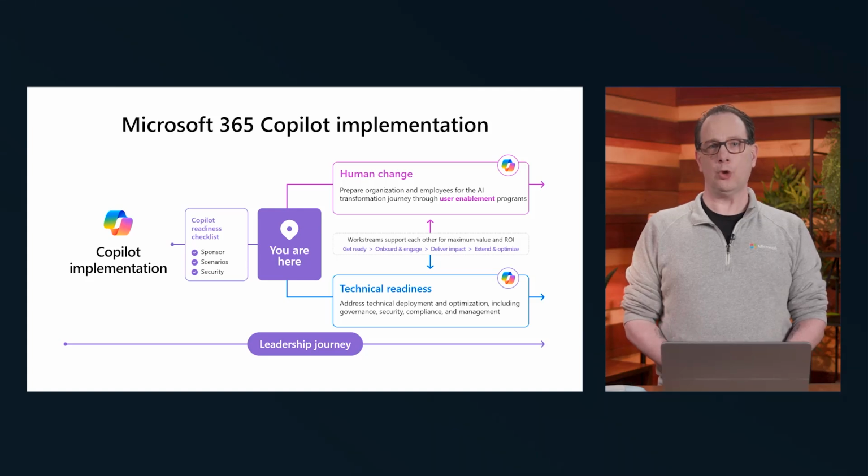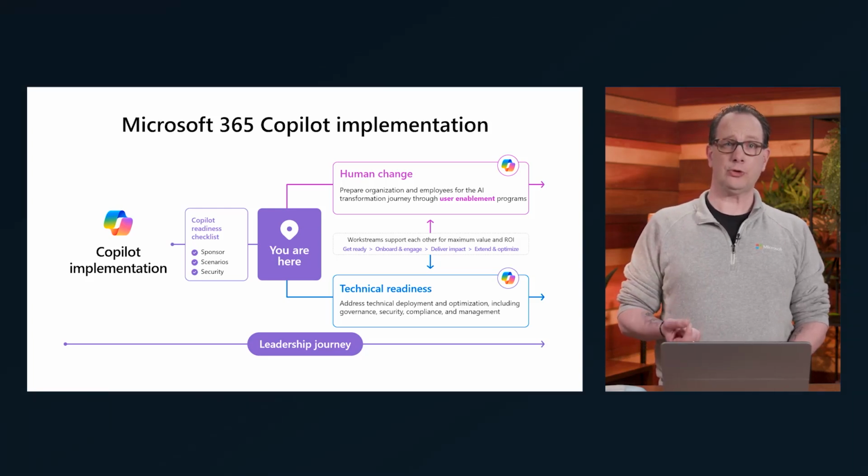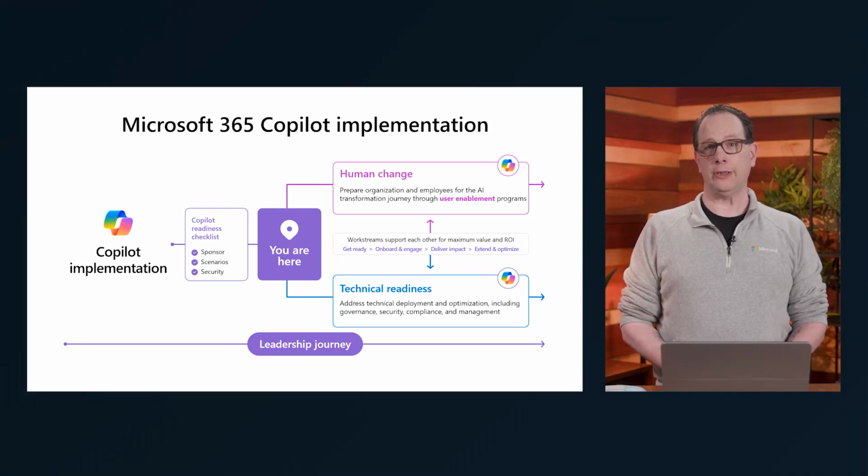The implementation progresses through two pivotal work streams. On one end, you've got user enablement, and next you've got technical readiness, which proceed in parallel, and they support each other during that rollout. Within the user enablement workstream, the Microsoft 365 Copilot User Enablement Framework is getting introduced as well.